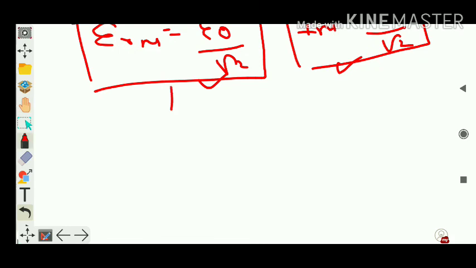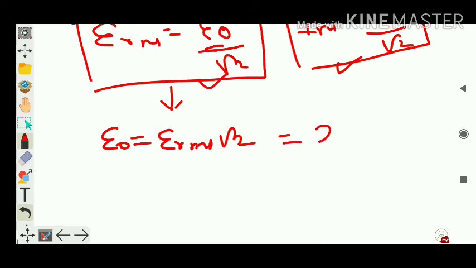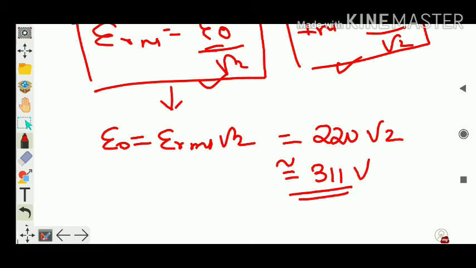Now I am going to deal with the same equation, guys. This E naught can be written as ERMS into root 2. Now I just told you the RMS voltage which you receive is 220 volt. Multiplied by root 2, it is around 311 volt. That means the peak value of the voltage which you can receive in your home is 311 volt, right?